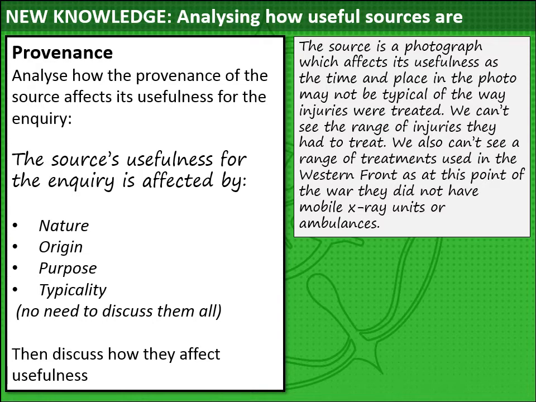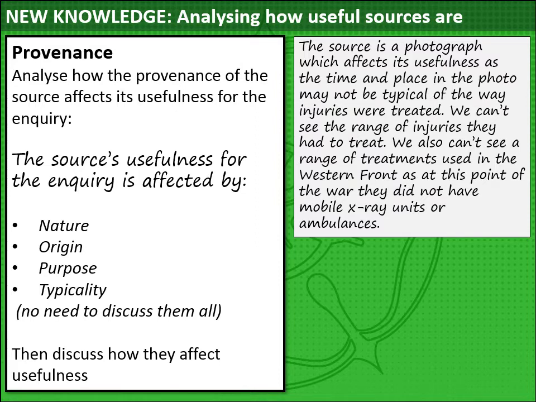Our next job is to discuss how the provenance of the source affects how useful it is for our inquiry. Now, to do this, we can consider the source's nature, origin, and purpose, how typical it is of what was happening on the Western Front at the time. Now, we don't need to discuss all of these things. We don't work through each of those in turn. You just pick the one or ones that are most useful for you. I've tried to show you this working in this example.